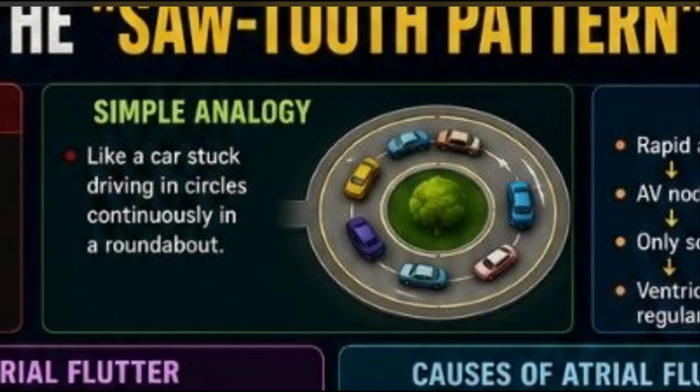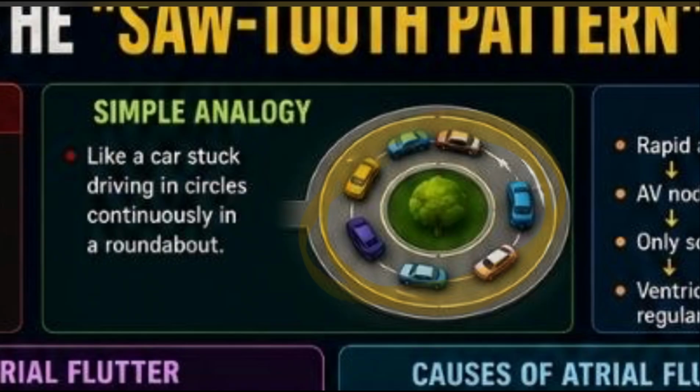This is the best analogy I can give. Imagine cars moving smoothly around a round path. Now imagine one car gets stuck driving in a circle continuously. That repeating circular movement is called a re-entry circuit. So this continuous loop produces atrial flutter.